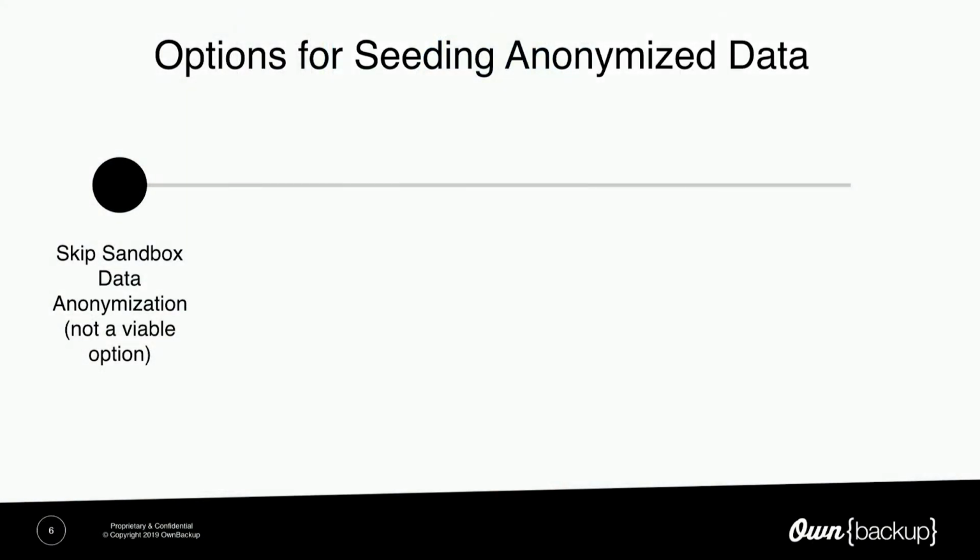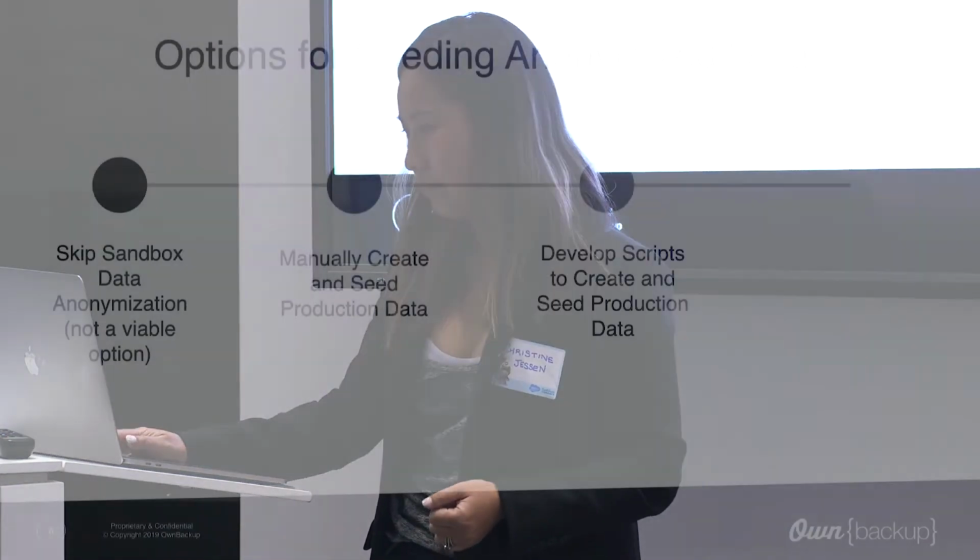So what are your options for getting anonymized data into your sandboxes? One, you can completely skip it. Not something I recommend. And then you can manually create and seed the data. This is a manual process. Once again, it involves taking CSV files of all of the data that you need, manually masking it using a tool maybe like Mockaroo to just have test data in there, and then every time you refresh a sandbox, you're going to have to do this process.